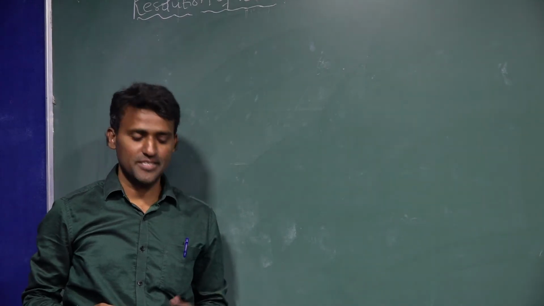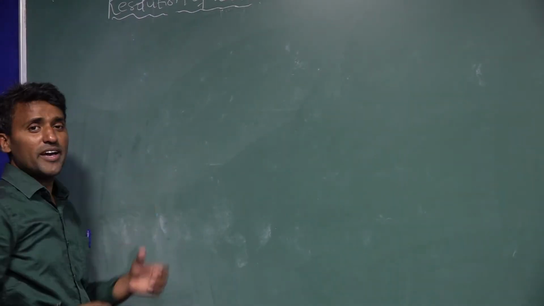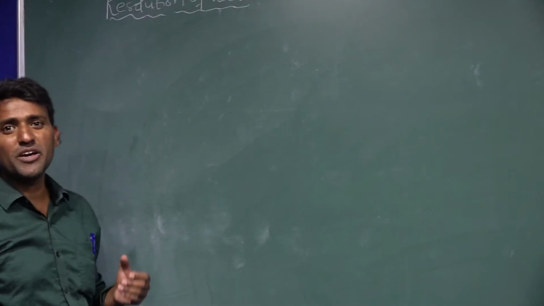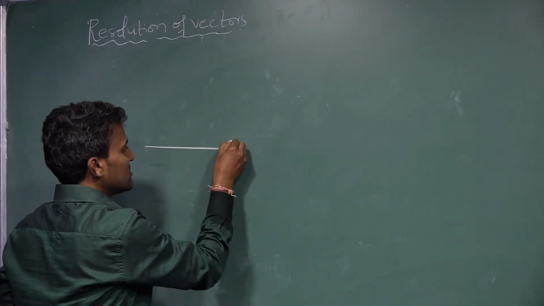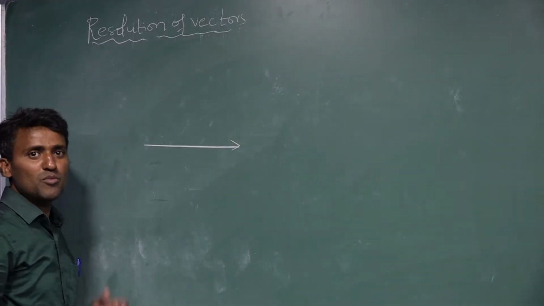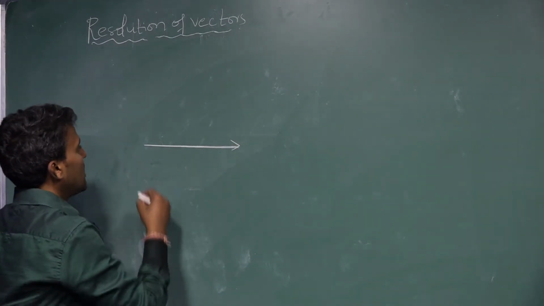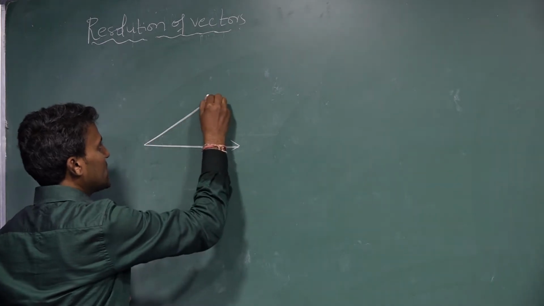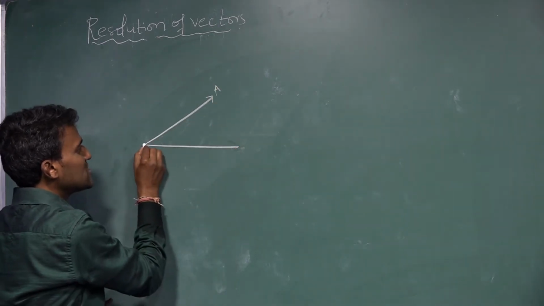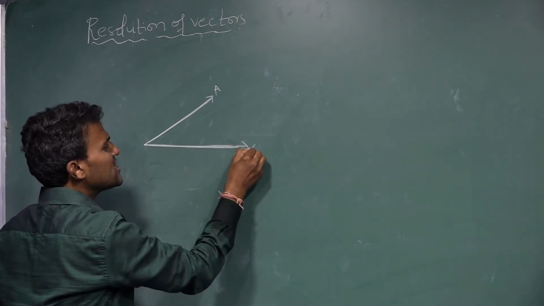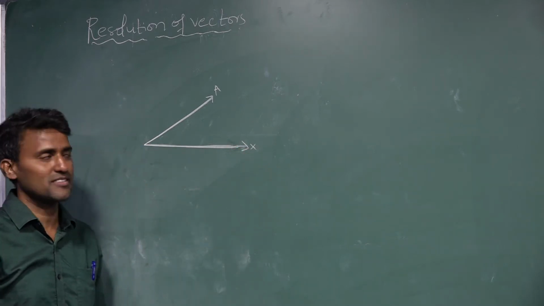Resolution of the vectors. Here I will explain the resolution of a vector diagrammatically. I am taking one vector along this direction. This is along the x direction. For your understanding, you can just consider this as the x-axis.